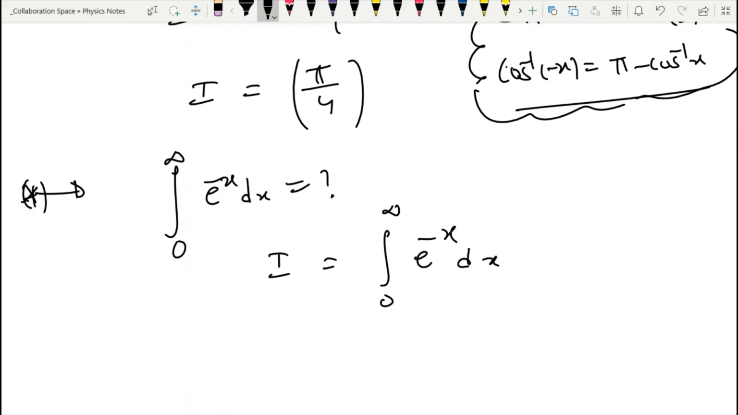Sir, is it e power infinite, sir? E power infinite, no. Sir, is it 1, sir? 1 is the correct answer. Maybe 1 may be the correct answer. I'll check.